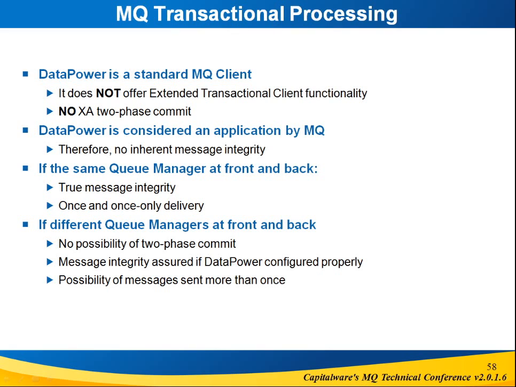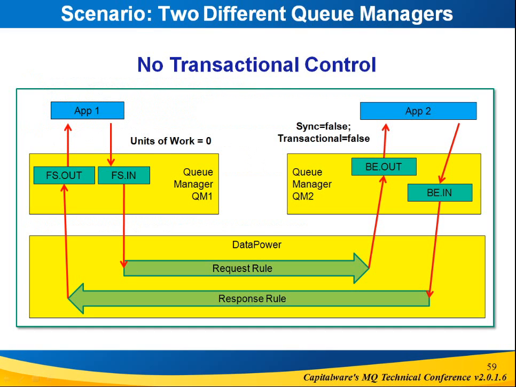Conversely, if you have a different queue manager on the front and the back, two different queue managers, they are completely separate. There is no concept of two-phase commit between them. Message integrity is only assured if the DataPower system is configured properly and programmed properly. And what's more, there is a possibility of messages being sent more than once if the programming construct is not well thought out on the DataPower system. Let's talk this through with some diagrams.